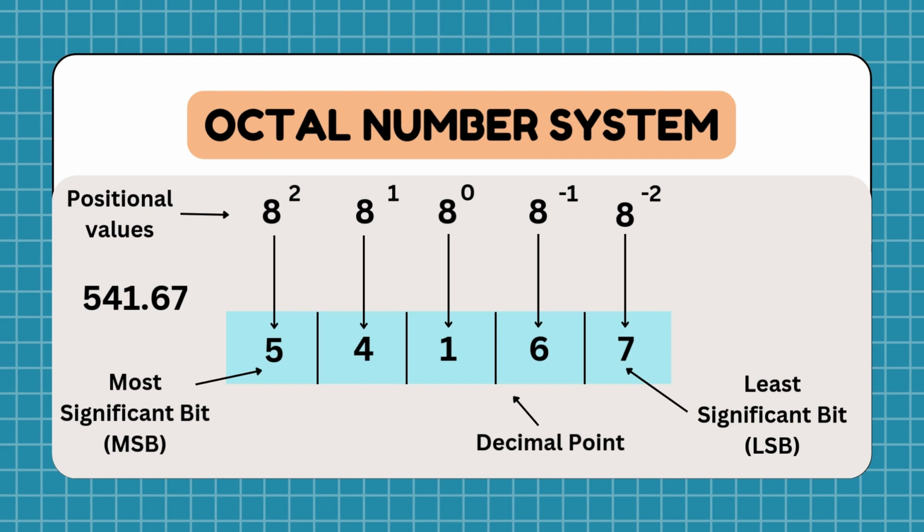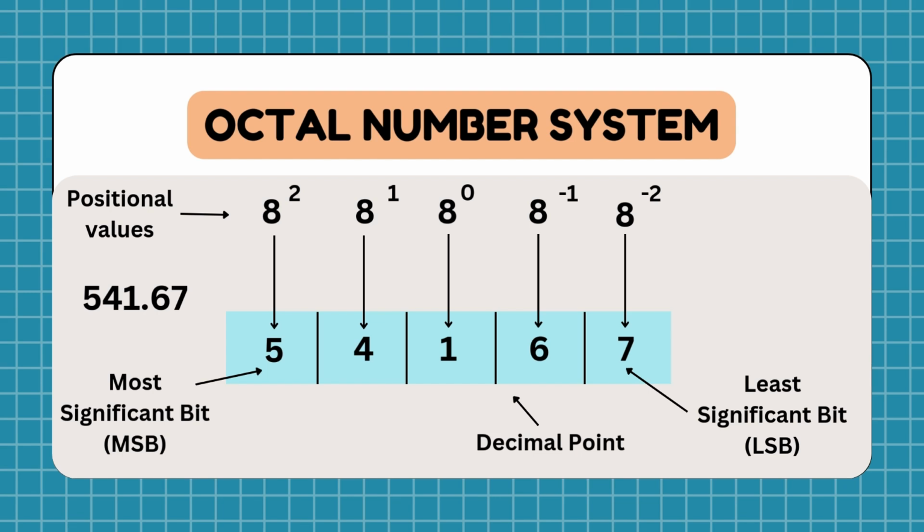541.67, the digit 5 is in the 64's place, 8 squared, so its value is 320, which is the product of 5 and 64. This is the most significant bit. The digit 4 is in the 8's place, 8 to the power of 1, so its value is 32. The digit 1 is in the 1's place, 8 to the power of 0, so its value is 1. The decimal point separates the whole number part from the fractional part.